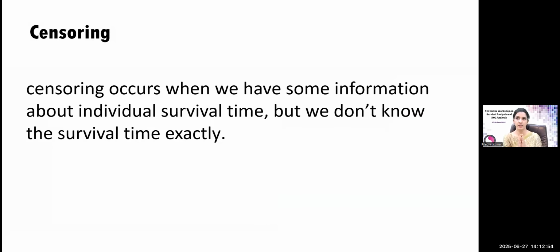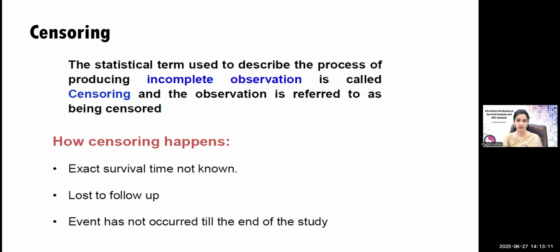So what is censoring? Censoring is a phenomenon where you have got some information about the individual's survival time, but you don't know exactly when that event happened. You don't have that exact time. This is a statistical term we use to convey the process of having incomplete observation, where we don't have the exact survival time, and there are various reasons for not having the complete observation. So we define censoring based on these reasons.